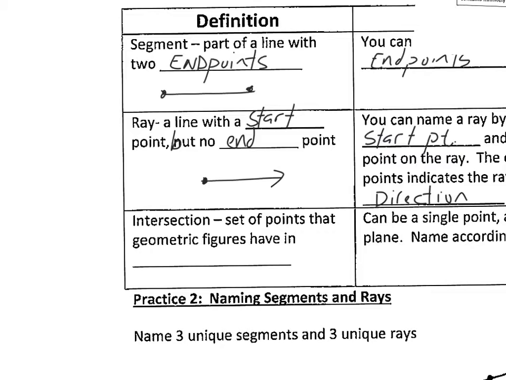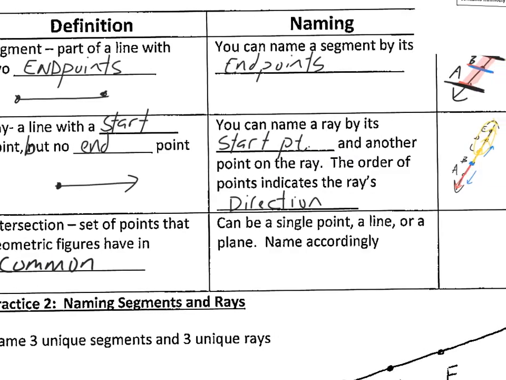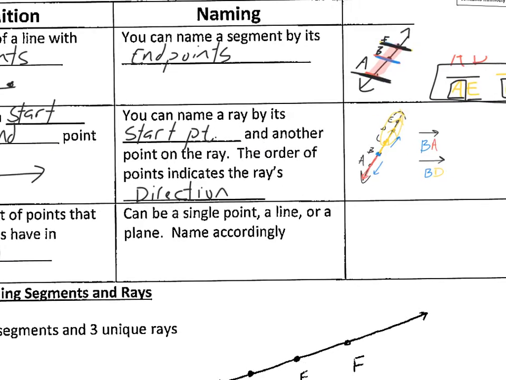So an intersection is a set of points that geometric figures have in common, what they share, where they collide. So intersections can be a point, can be a line, can be a plane. You can intersect at a whole bunch of things, so you just need to name them accordingly.